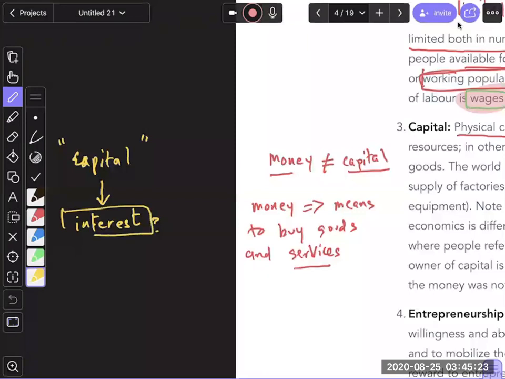But that return should always be greater than the interest, because interest is like a riskless transaction. You just decide to put your money in the bank, and tomorrow you get your initial deposit along with the interest. So the idea, guys, is that interest becomes at least the benchmark, the minimum that you should have earned if you decided to put your money in a business for buying capital. Make sense? Are we good? Any questions?